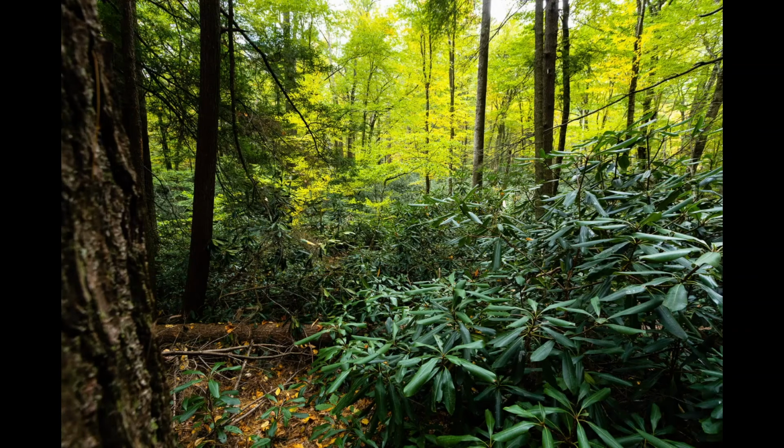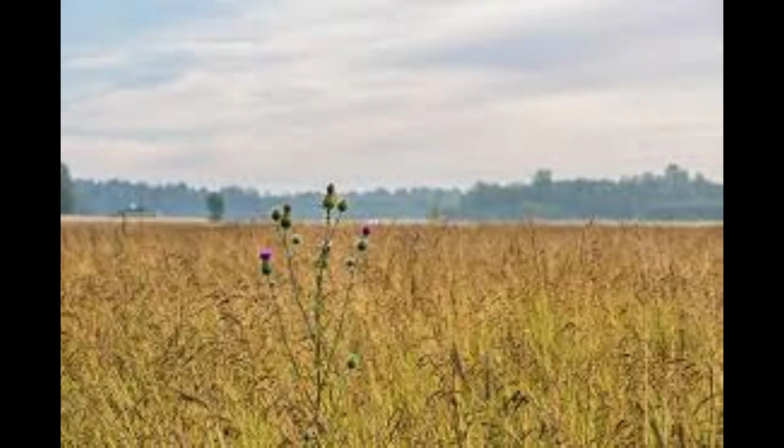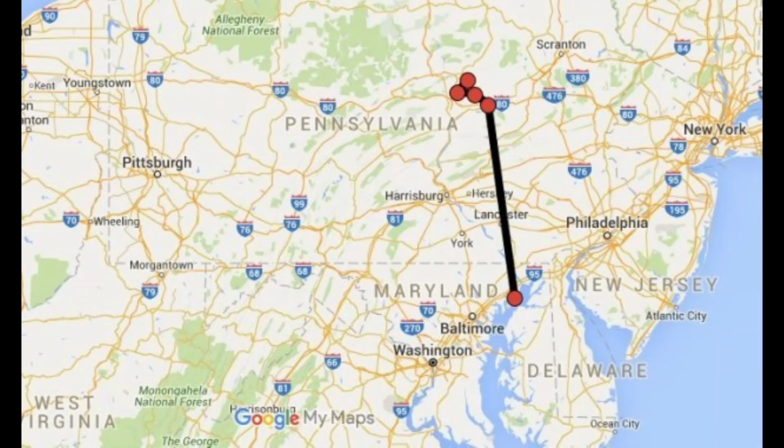Some of the other biomes we see in Pennsylvania are grasslands and open areas, such as farms, but also just open areas. However, these areas are shrinking as people move out of cities and into urban areas at the rate of about 90,000 acres per year, which we can see here is the distance from about the tip of the Chesapeake to Lake Scranton, Pennsylvania.